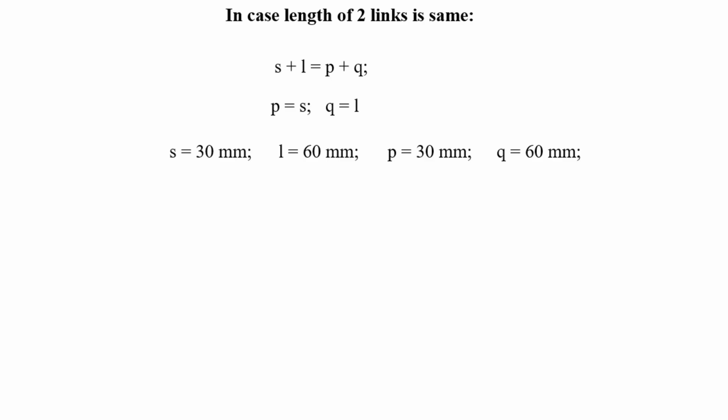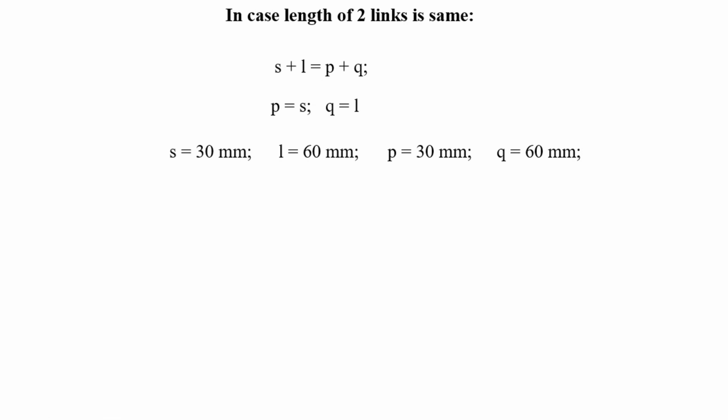So we are assuming the length of the links as S, that is the shortest link, as 30 and the longest link as 60. The remaining links P is equal to 30 and Q is equal to 60. That means P should be equal to S. So P is equal to S, that is 30, and Q is equal to L. Q is equal to 60 and L is equal to 60. So this is the condition.